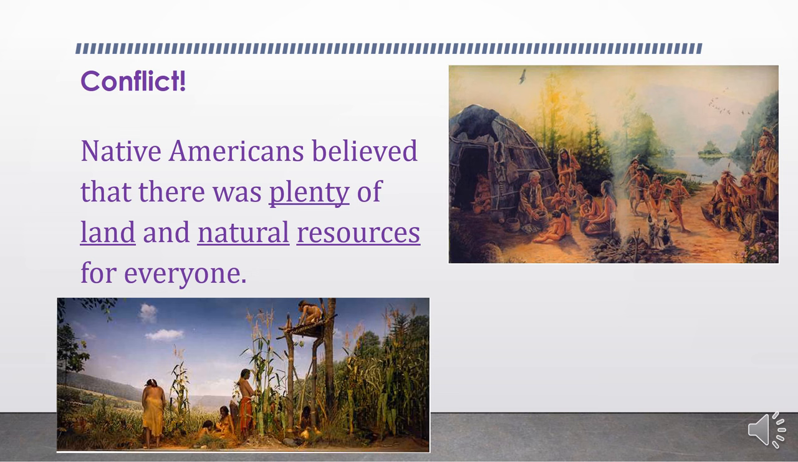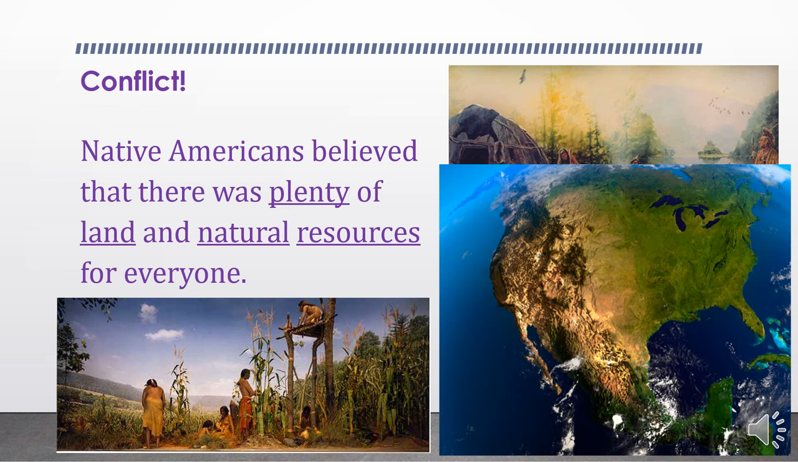So your next section of notes needs to be labeled conflict. A lot of this had to do with the ideas of land. These land ideas were different. Native Americans believed that there was plenty of land and natural resources for everyone. When you look at this map of North America, they would have seen it and saw land to share.